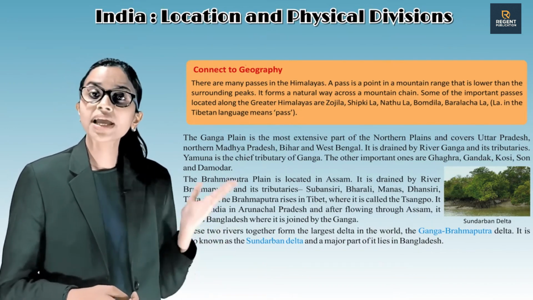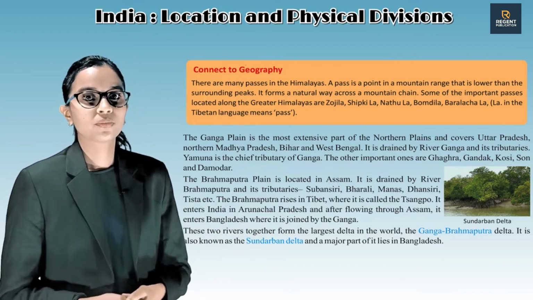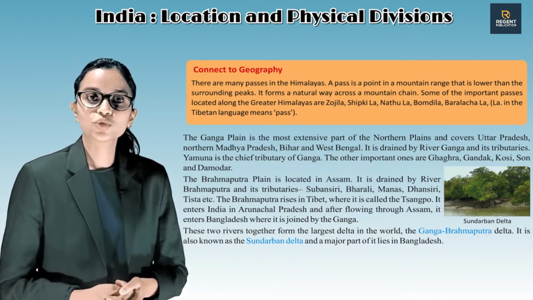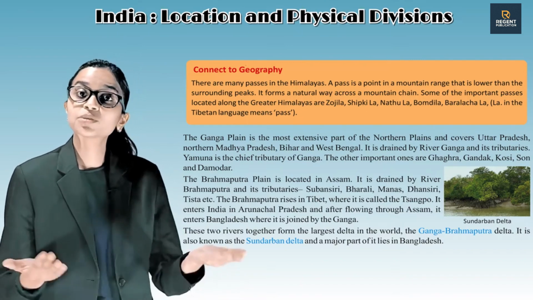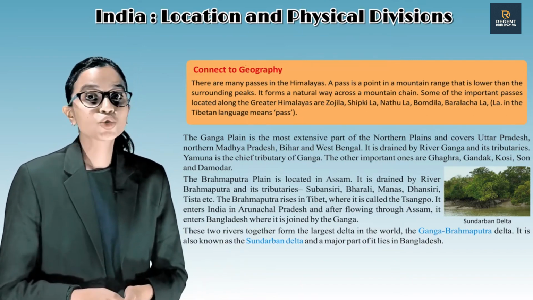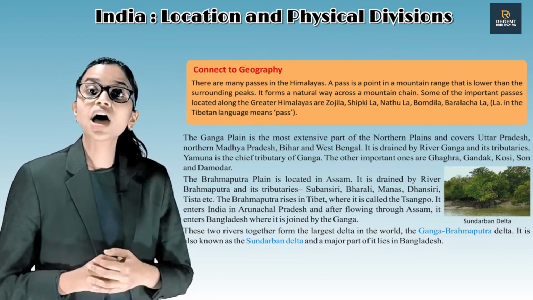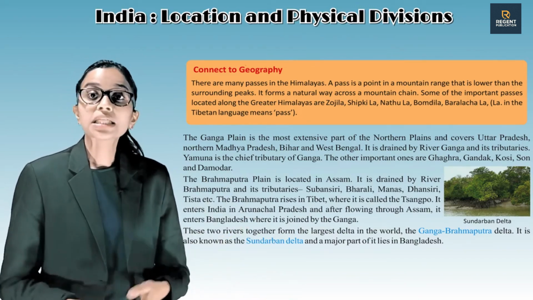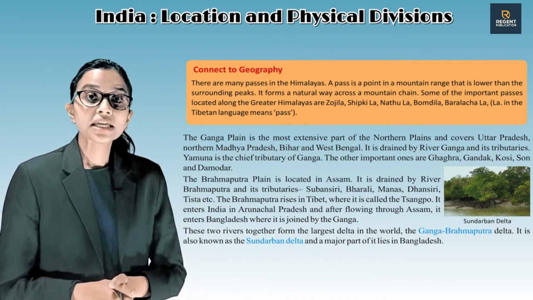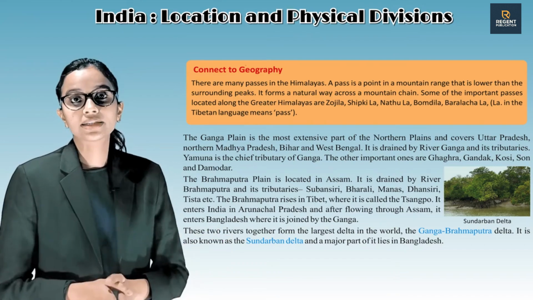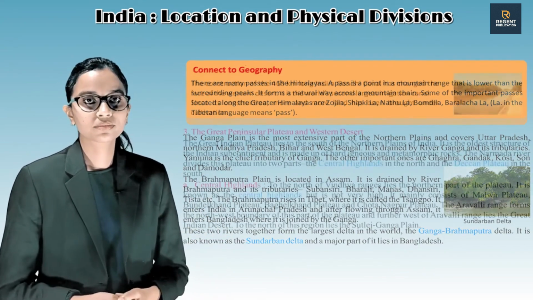The Brahmaputra rises in Tibet where it is called the Tsangpo. It enters India in Arunachal Pradesh and after flowing through Assam, it enters Bangladesh, where it is joined by the Ganga. These two rivers together form the largest delta in the world, the Ganga-Brahmaputra Delta. It is also known as the Sundarban Delta and a major part of it lies in Bangladesh.